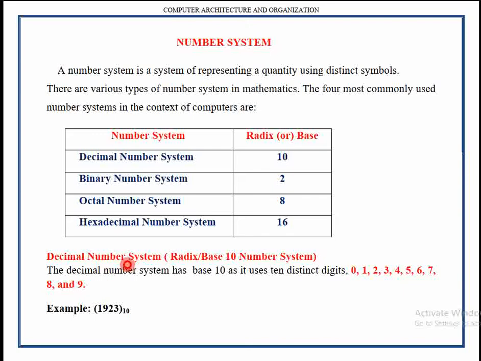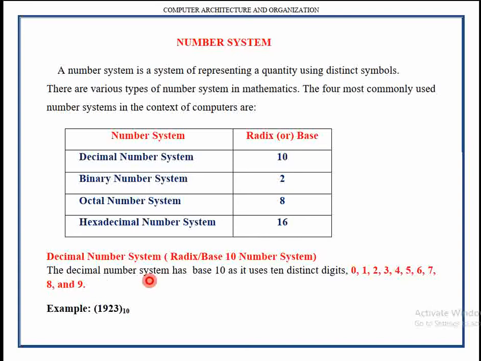First one is decimal number system. It's also called as radix 10 number system or base 10 number system. Here you can observe that radix and base both have the same meaning. That's why this number system can also be called as a radix 10 number system or base 10 number system.